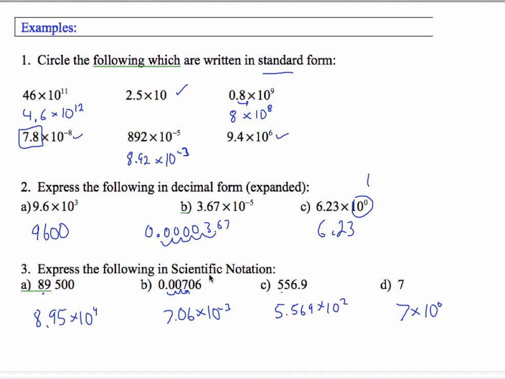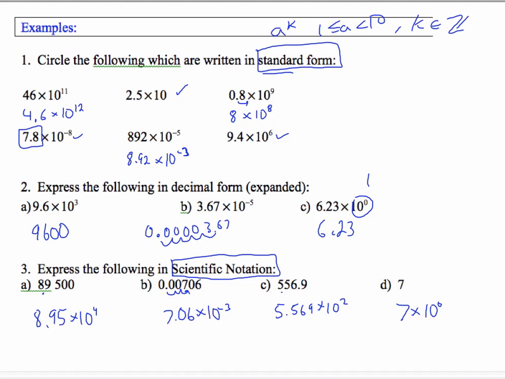Now notice, we use scientific notation in part 3, and we do standard form in part 1. They both mean the same thing: a number a times 10 to the power of k, such that a is greater than or equal to 1 and less than 10, and k is an integer.